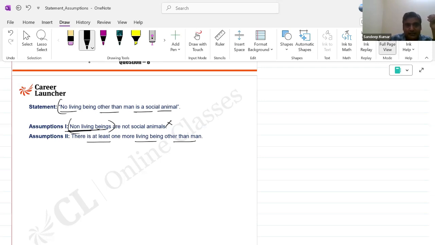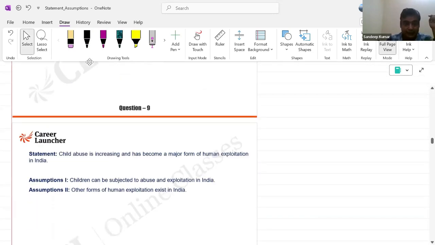Now, no living being other than man. It indicates that the author is thinking of other living beings as well. Okay, but he says no living being other than man. That means there is at least one more living being other than man. Yes. Therefore, this is definitely your assumption. Let's look at one more question.